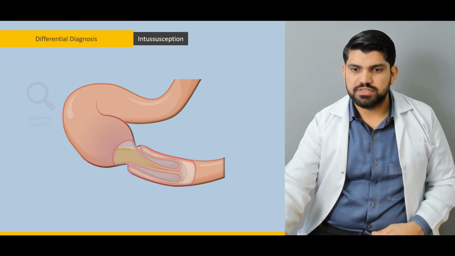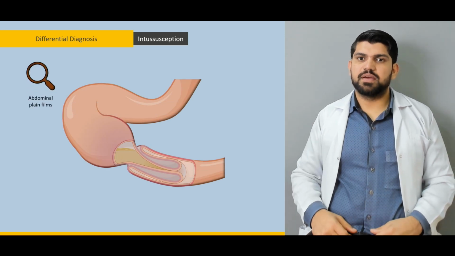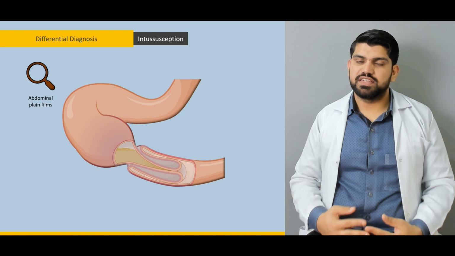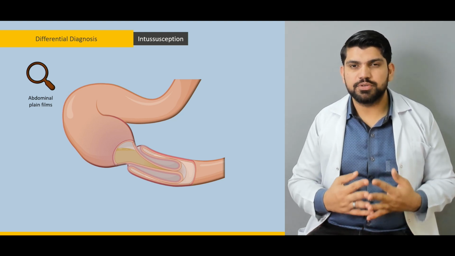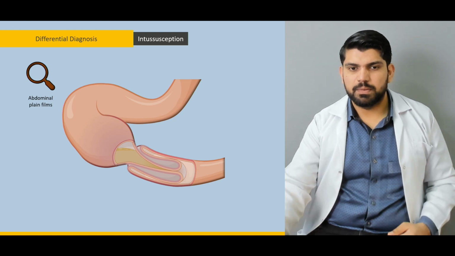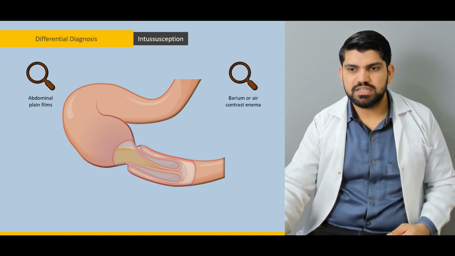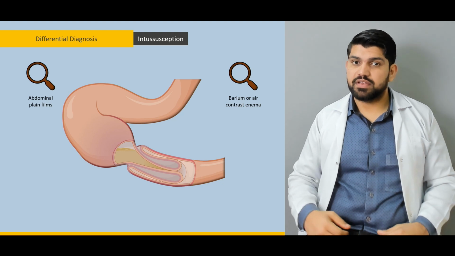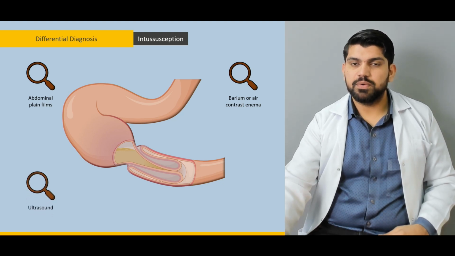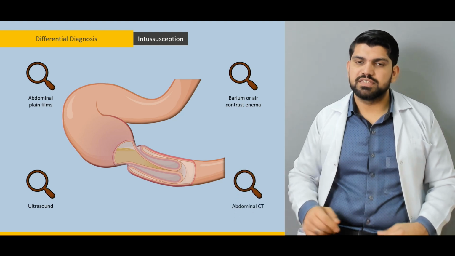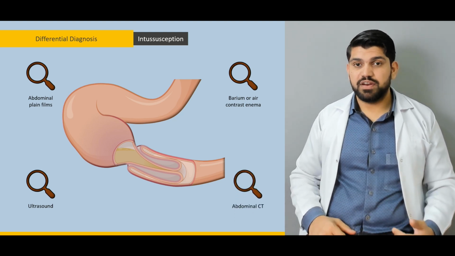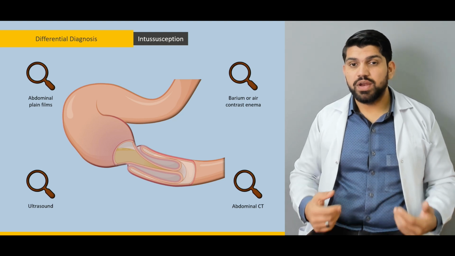So intussusception, as you can see in this diagram, is telescoping of the intestine. So how do you make the diagnosis? Abdominal plain films can help you make the diagnosis. Barium or air contrast enema can help you make the diagnosis. Ultrasound and abdominal CT. It is very, very important to rule out intussusception.